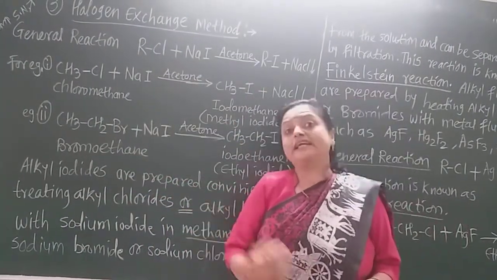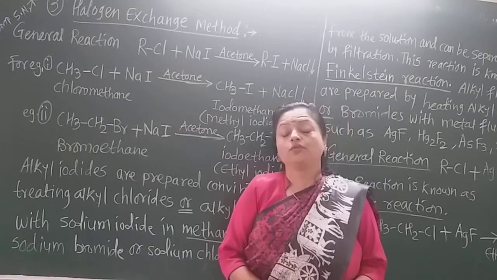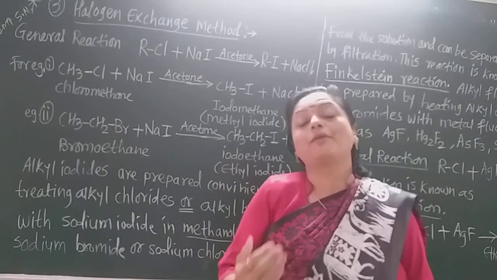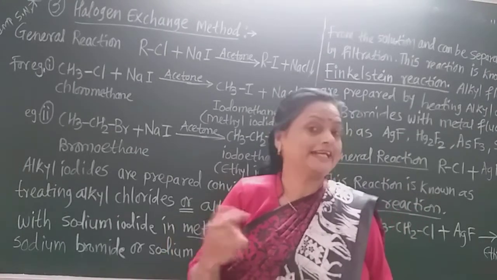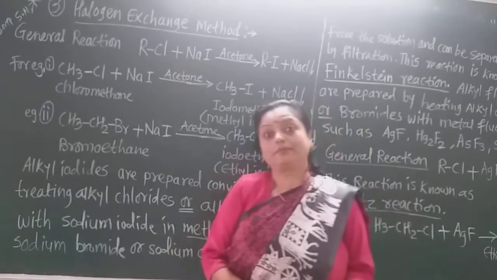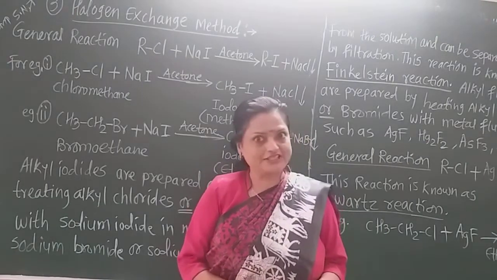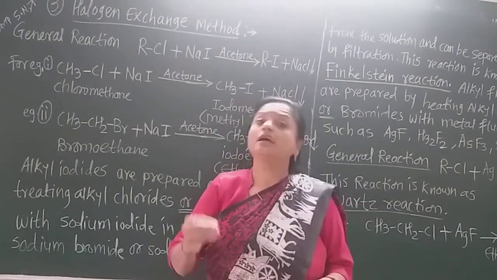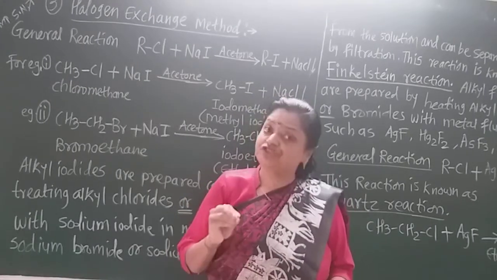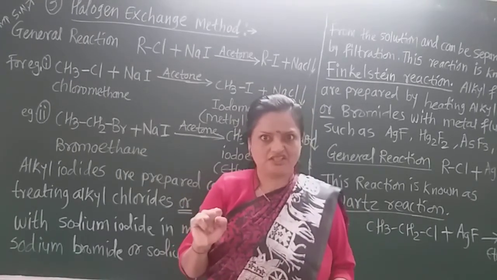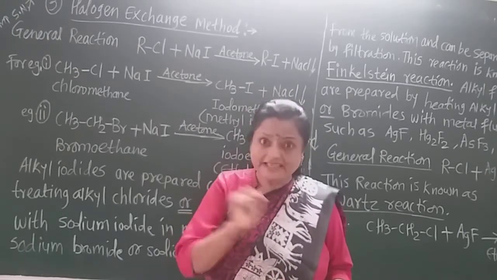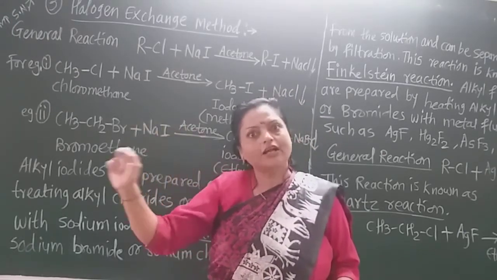Now from the last few lectures, we are learning chapter number 10. That is the chapter based on organic chemistry, and the name of that chapter is halogen derivatives. Very important. In the board examination, the weightage of this chapter is 12 marks. Out of that, 8 marks are compulsory and 4 marks are with option.